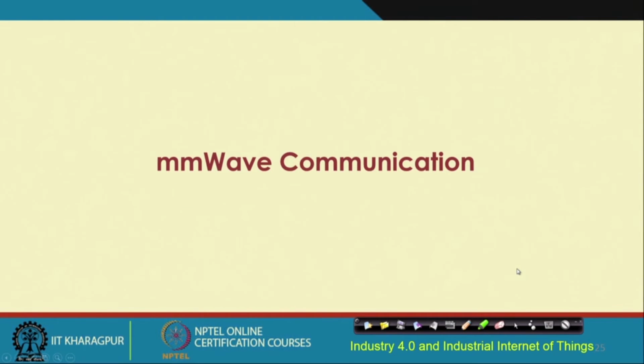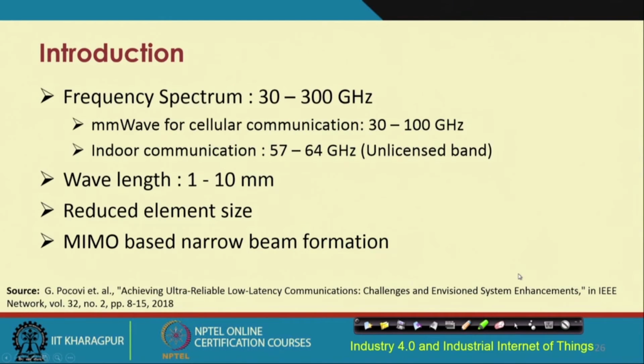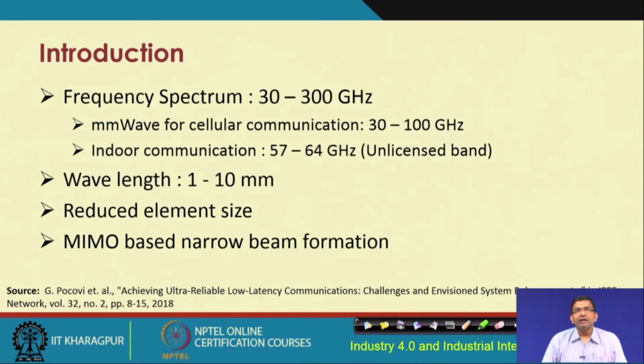Then comes the millimeter wave communication, where the communication happens in the 30 to 300 gigahertz band of the spectrum. This millimeter wave communication offers cellular connectivity in this band, and particularly for indoor communication where there are dead zones and so on, this is also particularly attractive. The wavelength is typically 1 to 10 millimeter in this millimeter wave communication, and there is a reduced element size and MIMO based narrow beam formation.